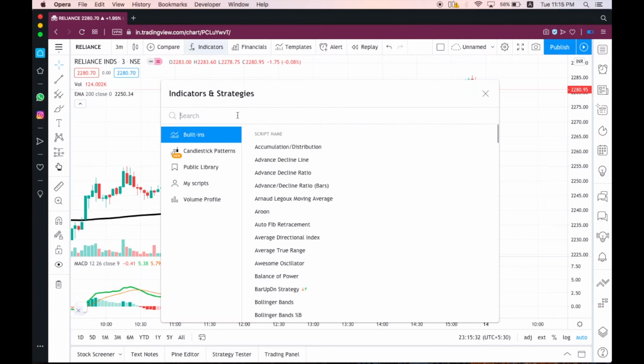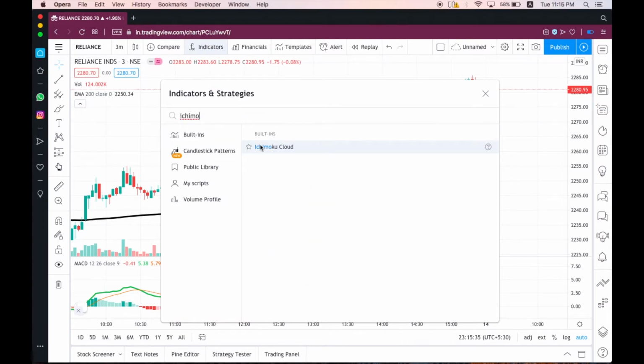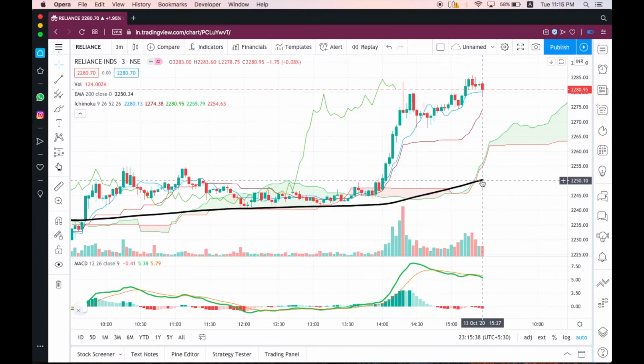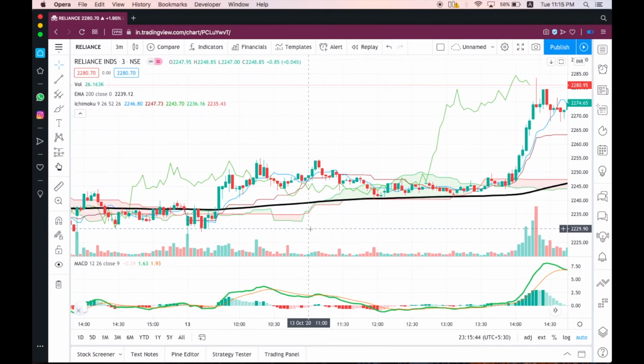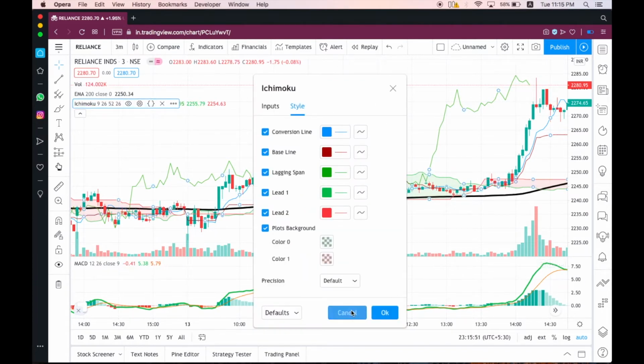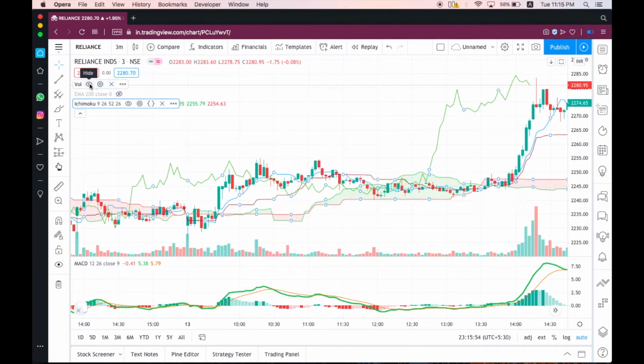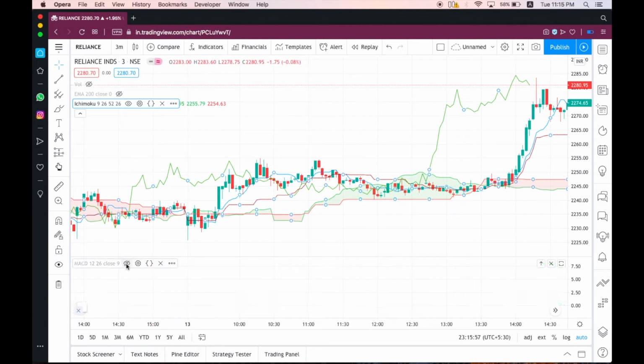Now, add the beginner's hero, the Ichimoku Cloud indicator. When you see it on your chart for the first time, you will curse me. I know. But trust me, I will simplify this mess and make it worthwhile. Let's change the settings. Let's hide the other indicators for now.